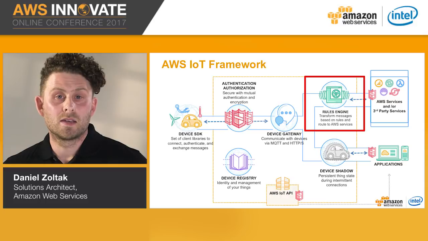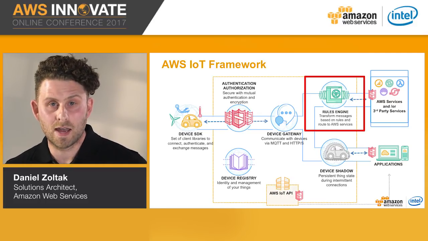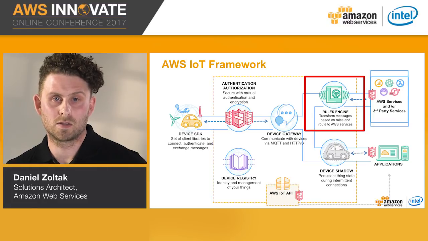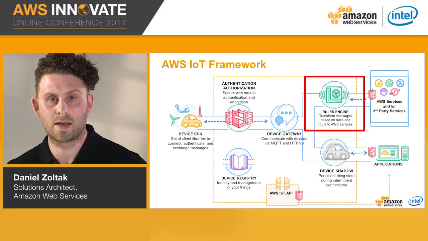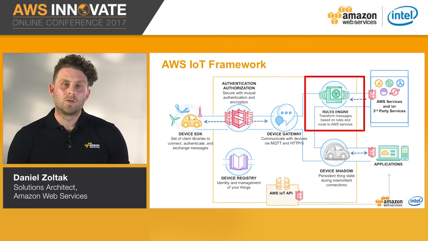You can use a SQL-like query to select data from message payloads, process the data, and send the data to other services such as Amazon S3, Amazon DynamoDB, and AWS Lambda. You can also use the message broker to republish messages to other subscribers.